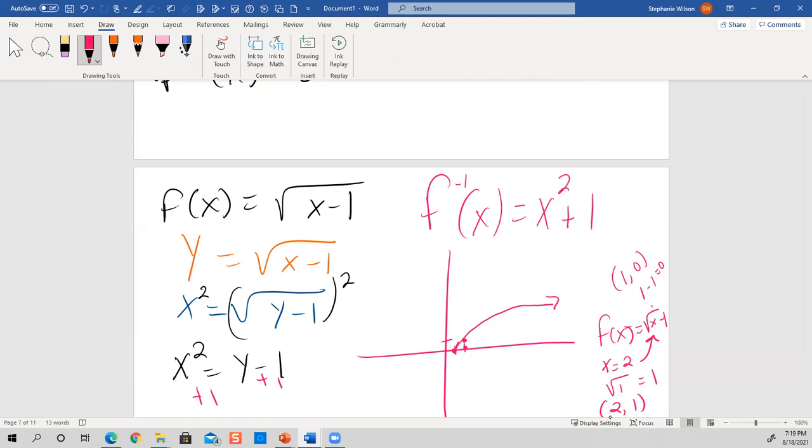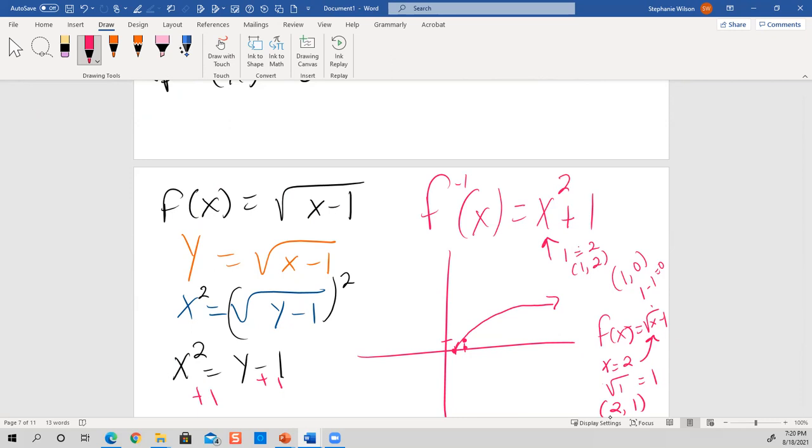Now, when we plug in its inverse, we're going to do the same thing. We're going to plug in some points. If I plug in 1 for x, I get 2 for y. Do you need me to show you what I mean by plugging in something for x and then coming out with the y? If I skip something, you all let me know. Okay, so we have the ordered pair 1, 2.